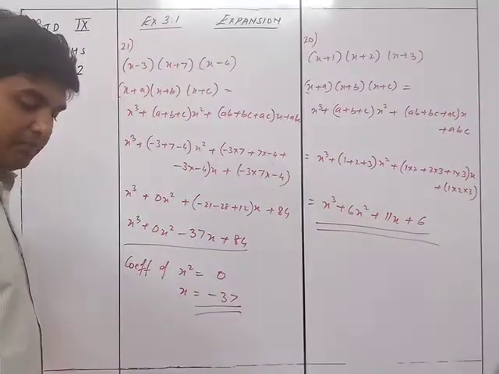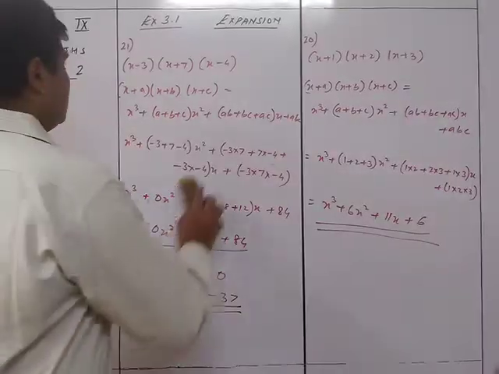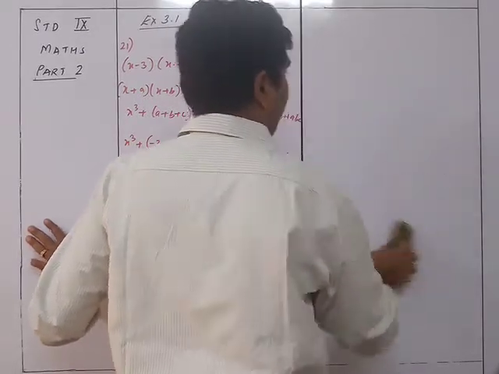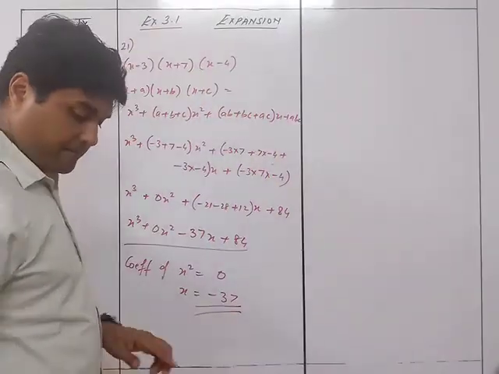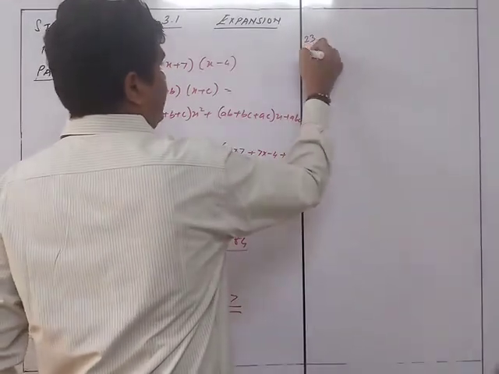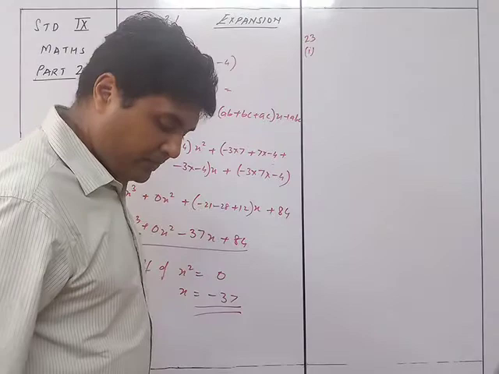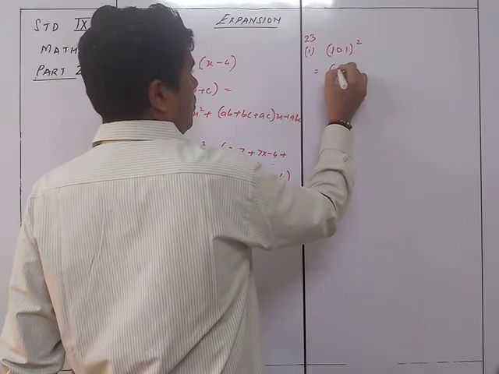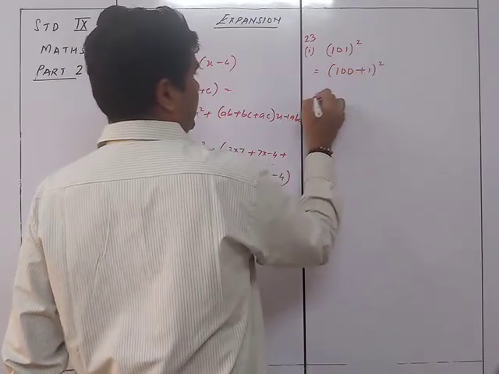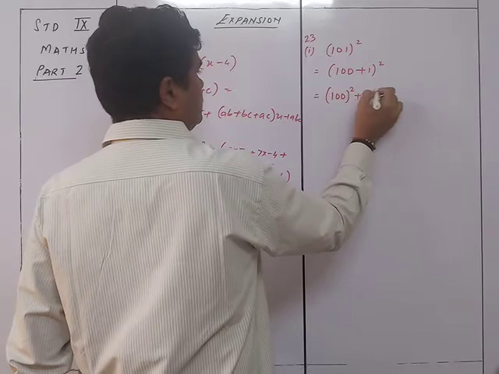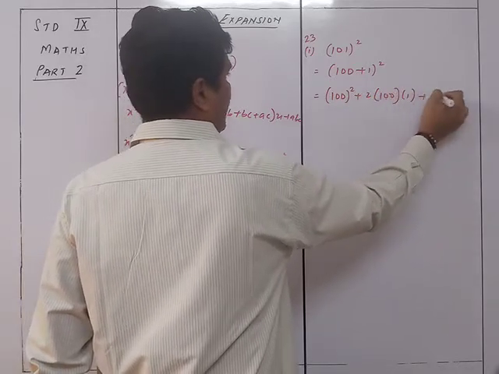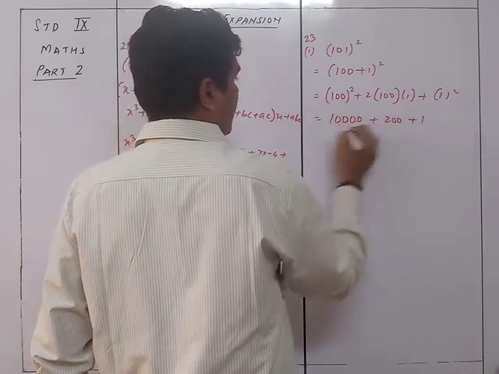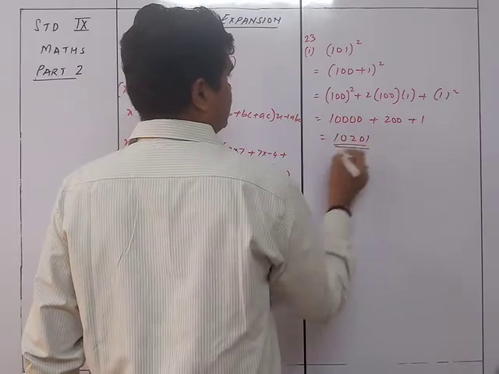We now move on to sum number 23, the first and the third. So we are taking the alternate sums now. Sum number 23, the first, is using a plus b the whole square. 101 the whole square is equal to 100 plus 1 the whole square. It's 100 the whole square plus 2 into 100 into 1 plus 1 the whole square. That is 10000 plus 200 plus 1. It's 10201. So that's the first sum.